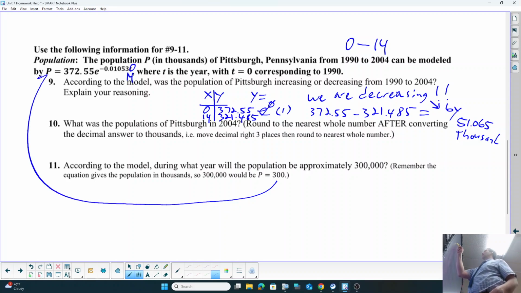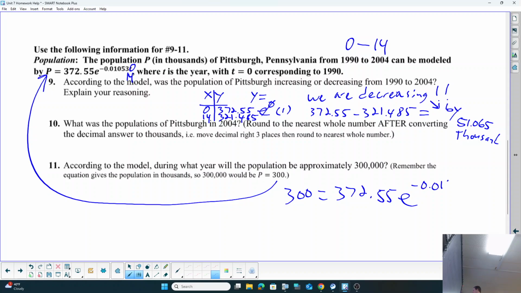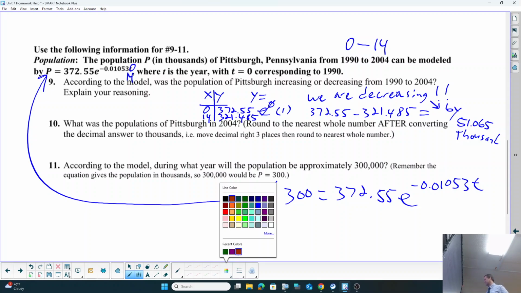So we're going to plug in P, 300. Now we have 300 equals 372.55 e to the negative 0.01053t. They want to know, according to the model, during what year the population will be 300,000, right? So we have to solve for t. Do you know how to do that? Pause me and try it on your own, please.